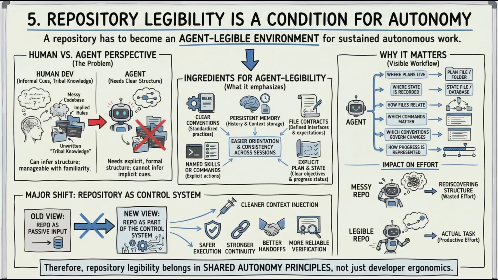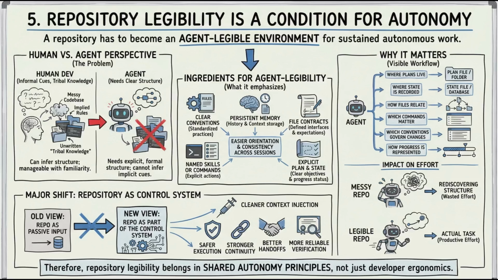Let's move on to our fifth principle. Repository legibility is a condition for autonomy. Simply put, if you want sustained, autonomous work from an AI agent inside a codebase, that repository must become an agent-legible environment. It is incredibly easy to underestimate this principle.